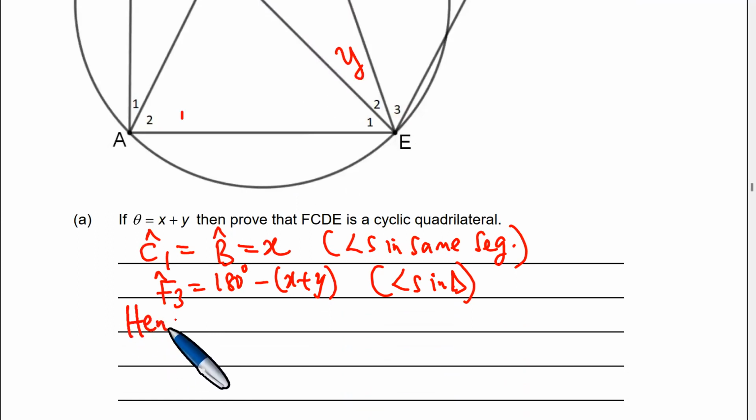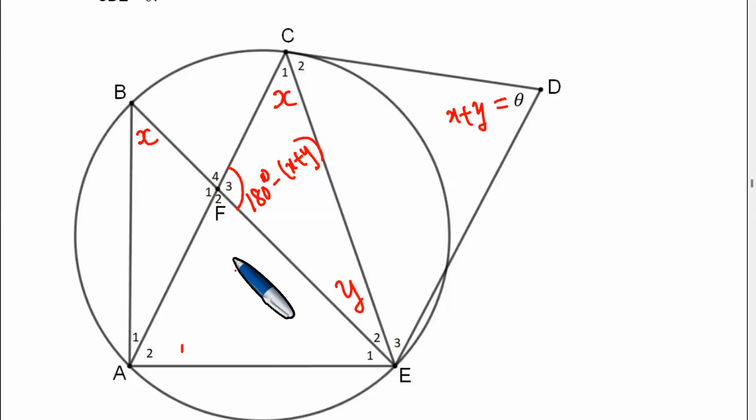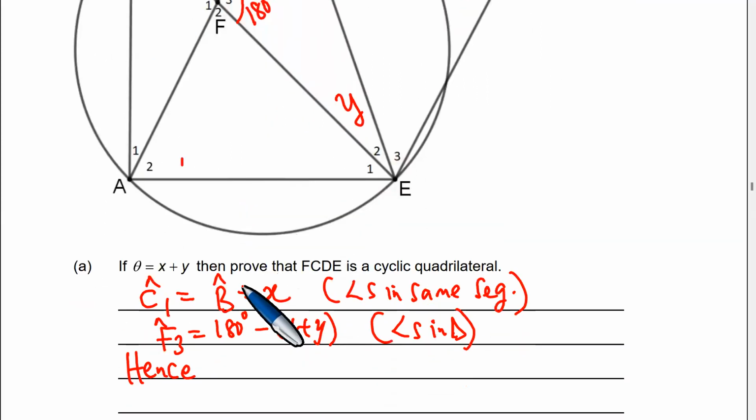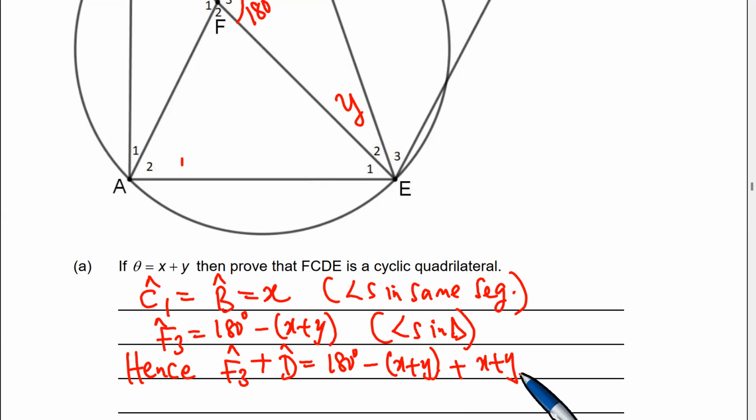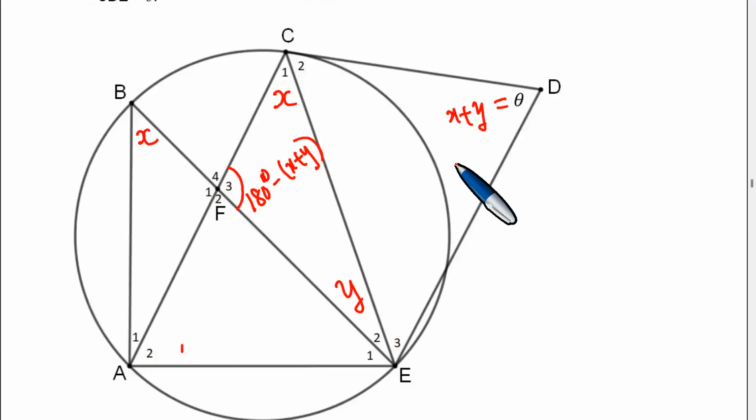Hence, using the information from above, we're able to see that angle F3 plus angle D. What is angle F3? It's 180 degrees minus (X plus Y). What is angle D? It is X plus Y. They gave us angle D to be X plus Y. So this is what we have.